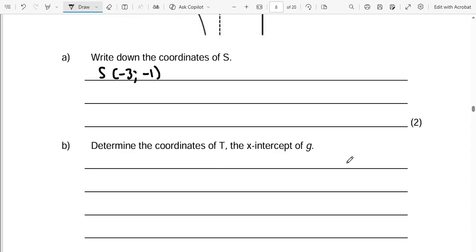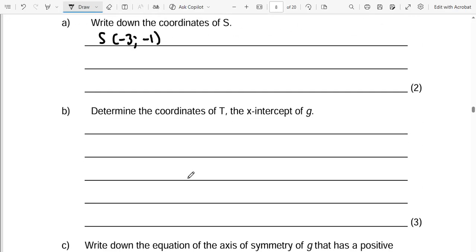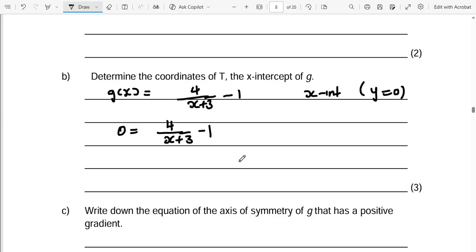Determine the coordinates of T, the x-intercept of g. So T is the x-intercept, this point here. So you just have to rewrite that equation of g down. g of x equals 4 over x plus 3, and this is minus 1. In order for you to find the x, we find the x if y is 0. So where there's y, we just have to substitute 0. So this will be 0 is equal to 4 over x plus 3 minus 1. So you just have to take it from here and solve for x.